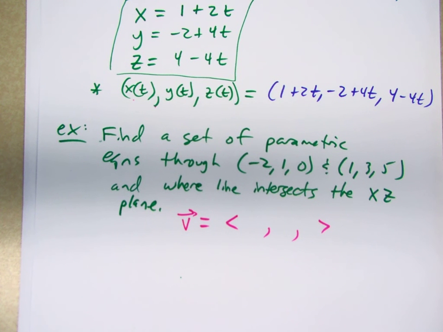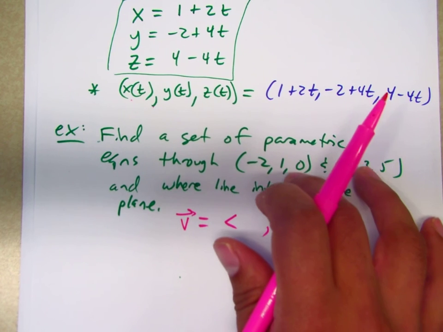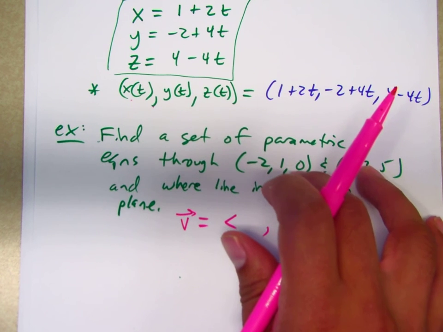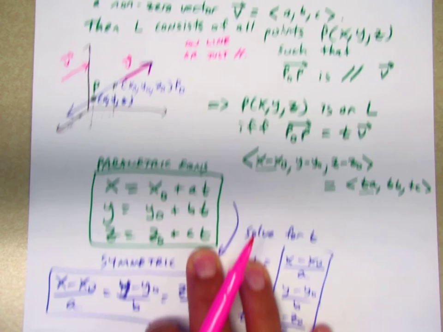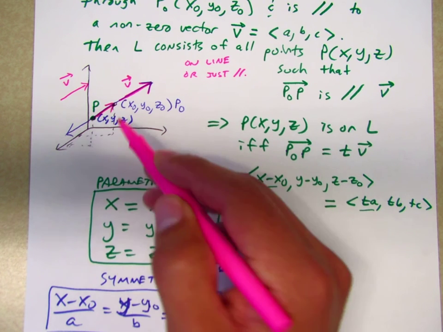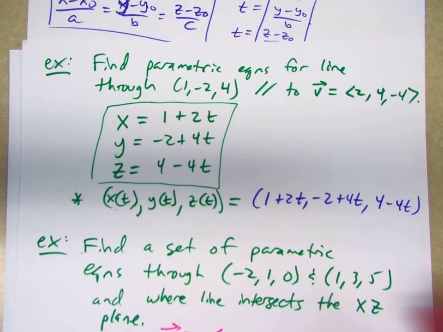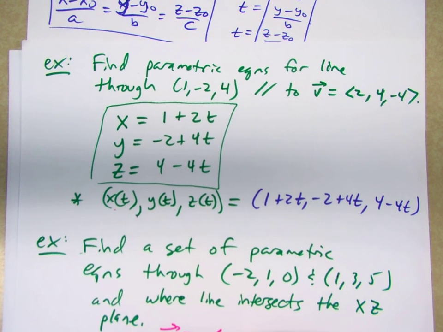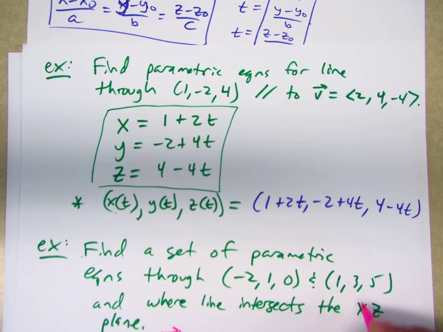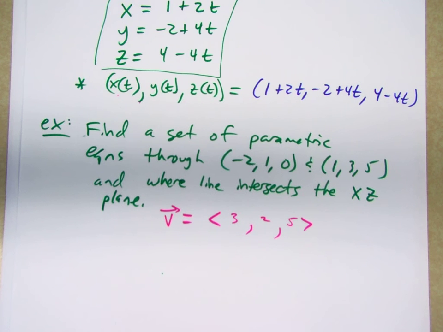All right, how do I find the vector? Subtract. You literally connect and make a vector out of the points on the line. If we go back to our diagram, you would be basically connecting the two points that are given to you, and there's your v vector. Does that make sense? It doesn't matter which way you go, but I'm going to go 1 minus negative 2 is 3, 3 minus 1 is 2, and then 5 minus 0 is 5. So that's my vector v.